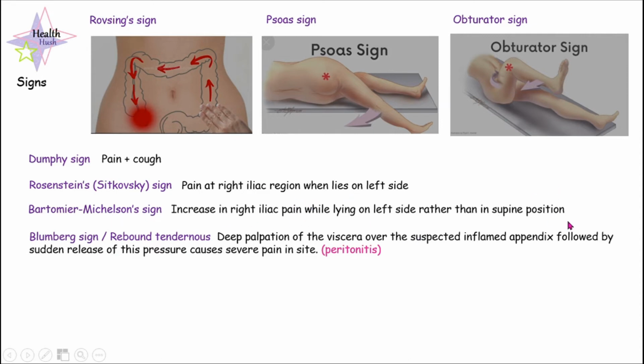This means when they lie in supine position, they don't have much severe pain in the right iliac region, but once they lie on their left side, the pain in the right iliac region increases. Next is Blumberg sign, also known as rebound tenderness, which means we do deep palpation over the suspected inflamed area for appendicitis, and then we do a sudden release of this pressure, and this will cause very severe pain in this region. And this sign is also present if the patient has peritonitis, which is a complication of acute appendicitis.